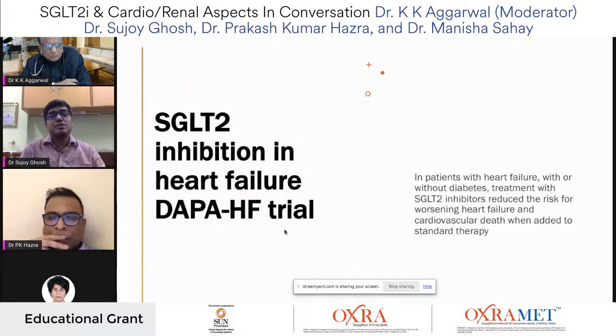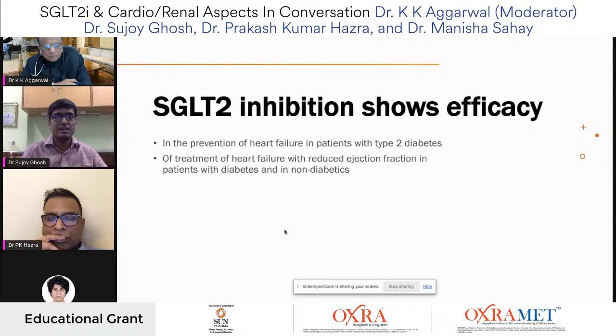So the SGLT2 inhibitors in heart failure, that's the DAPA-HF trial, showed that there is benefit in terms of heart failure, even in patients without diabetes or in patients with diabetes, over and above what the current standard of care is.